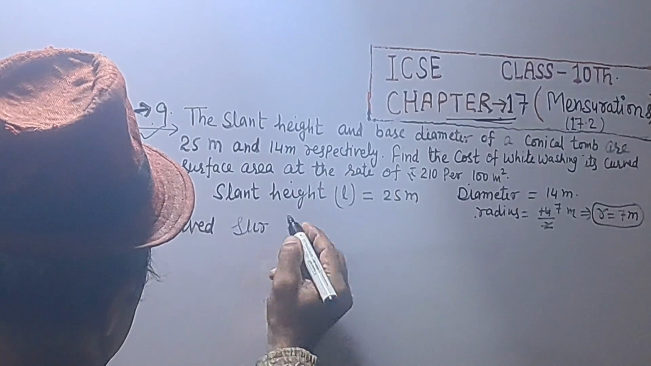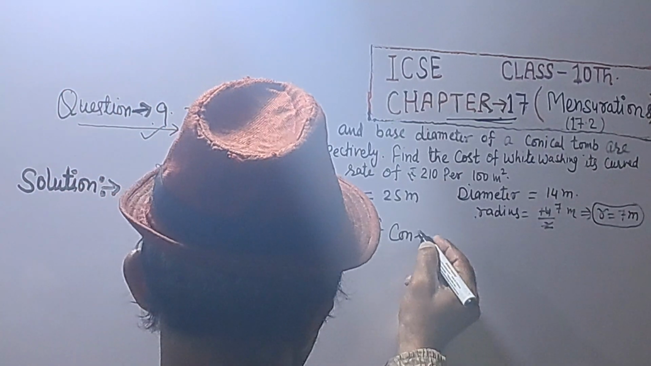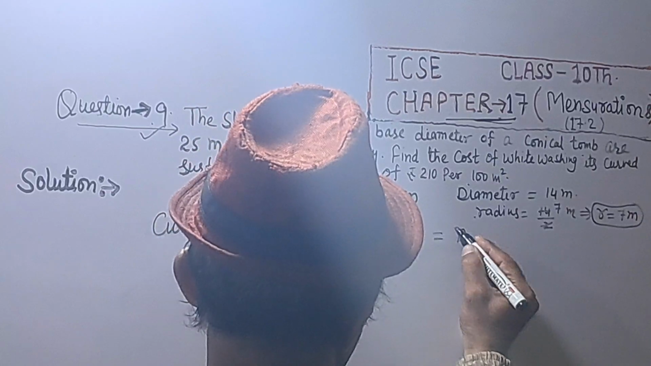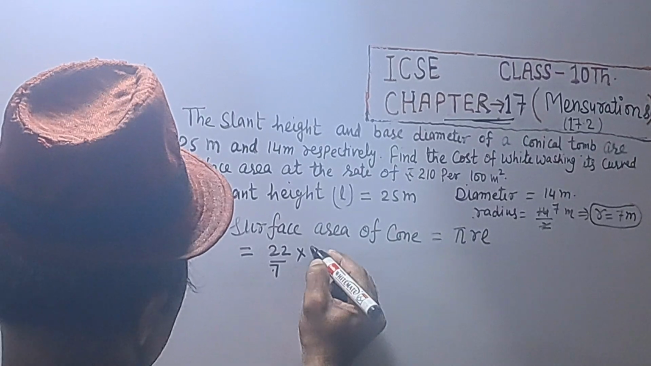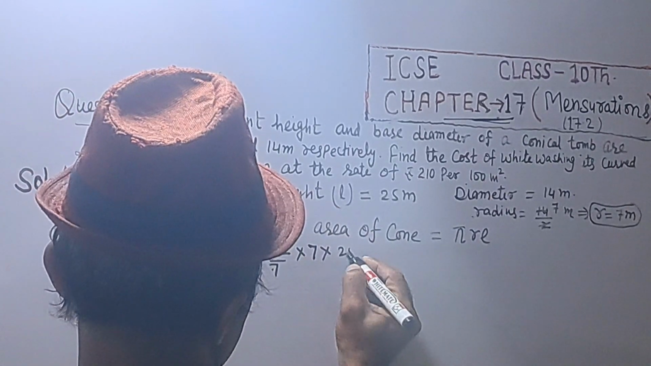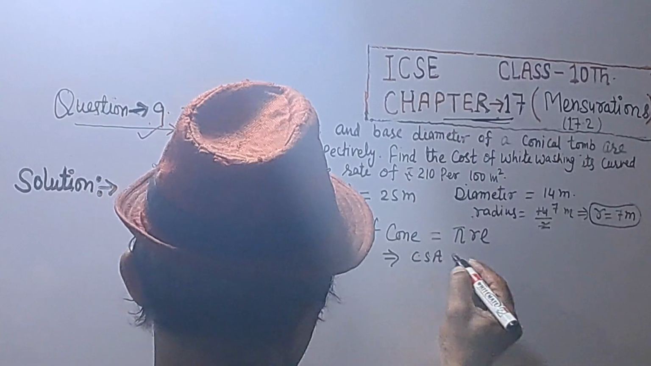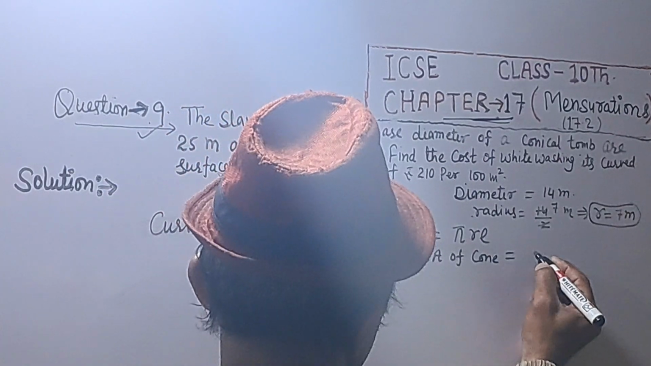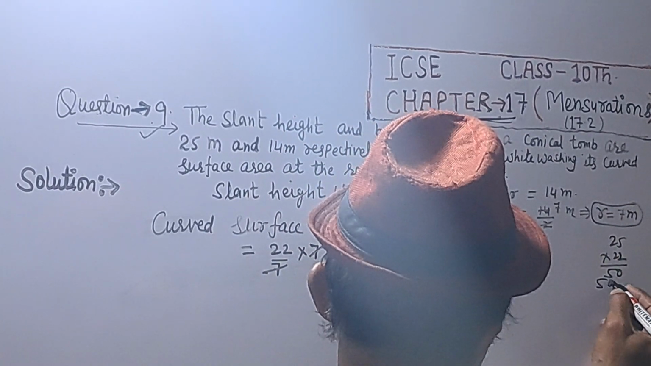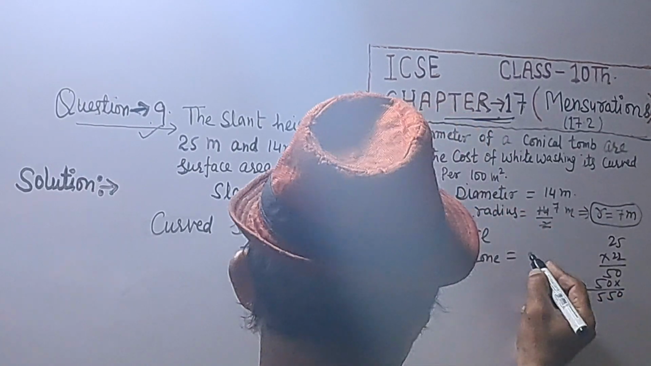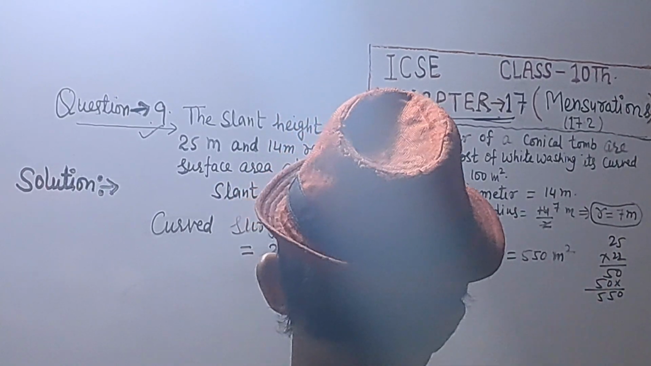Curved surface area of cone is equal to pi RL, equal to 22 upon 7 into radius 7, slant height 25, which implies curved surface area of cone is equal to 25 into 22, that is 550 meter square.